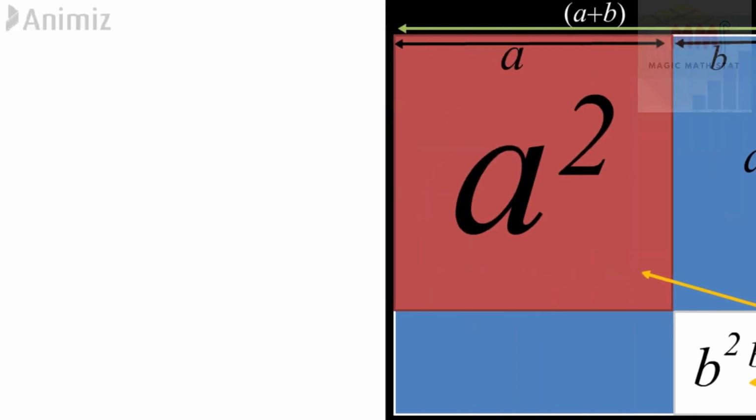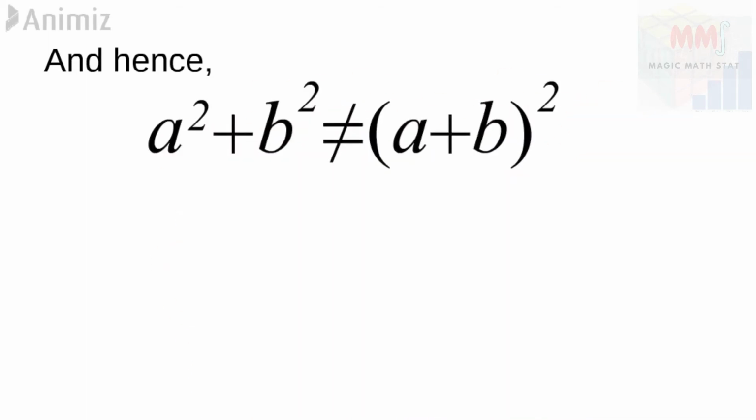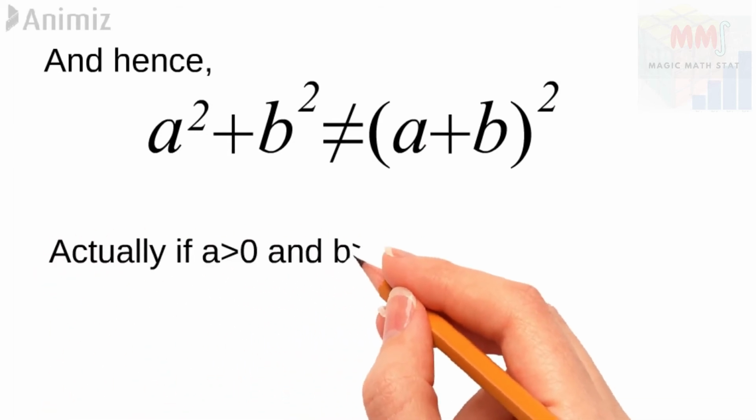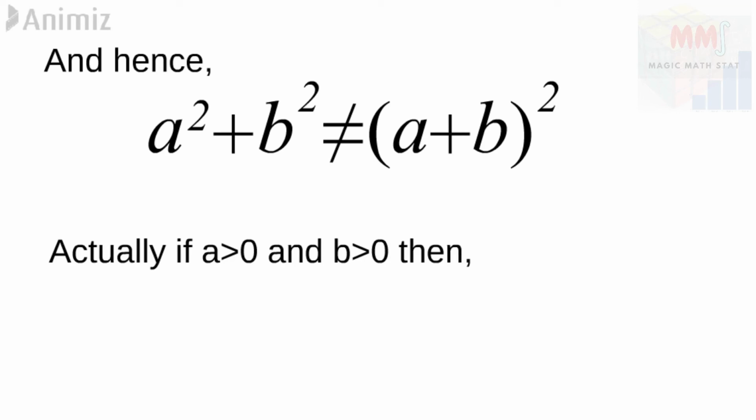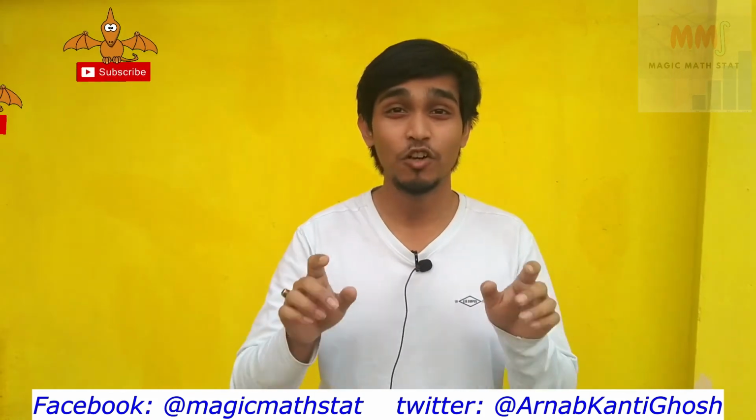So from this picture we can understand that a square plus b square is never equal to (a plus b) whole square. And if a and b are both positive, then a square plus b square is actually smaller than (a plus b) whole square. So keep these pictures in your mind and don't forget them ever in life.